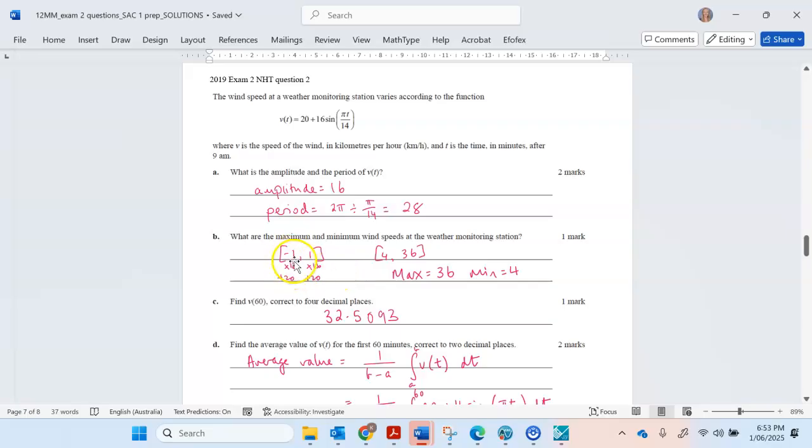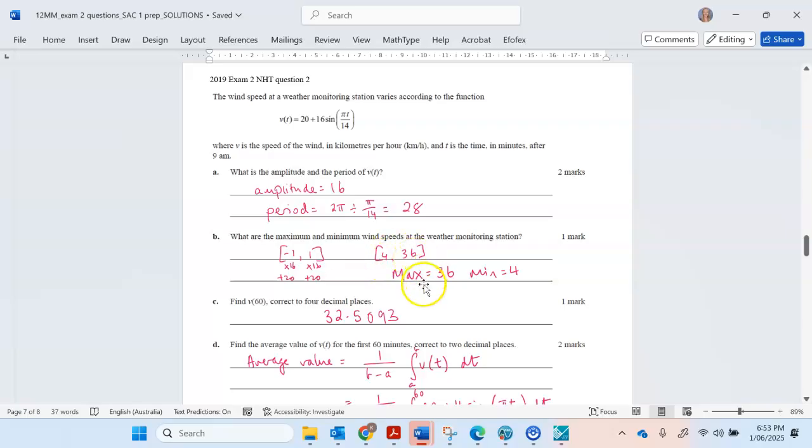So a sine or cos function goes from -1 to 1, and just think about the transformation. This 16 is a dilation from the x-axis, so we're multiplying it by 16. So you think about it, your amplitude is 16. If we didn't have this vertical translation, it would be from -16 to 16, but we do have that vertical translation, so it's plus 20, plus 20. So our range is 4 to 36.